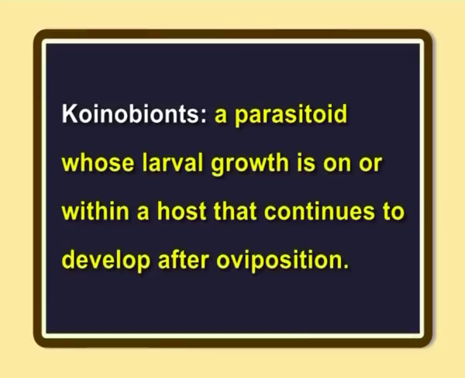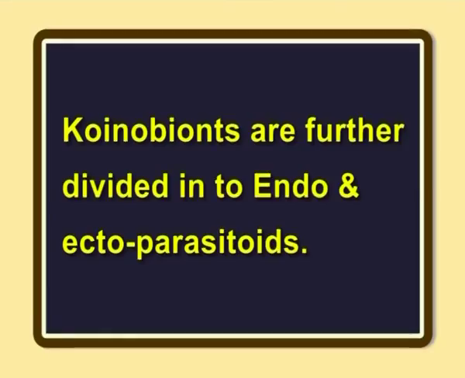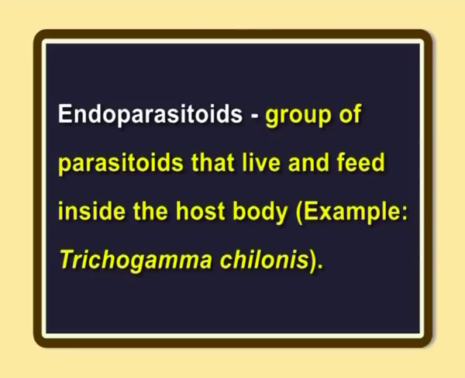Koinobionts: a parasitoid whose larval growth is on or within a host that continues to develop after oviposition. The host is often an early or mid-instar larva, exposed or weakly concealed. Parasitoid development accelerates after the host has spun a cocoon or constructed a pupation chamber. Koinobionts are usually host-specific. Koinobionts are further divided into endo and ectoparasitoids.